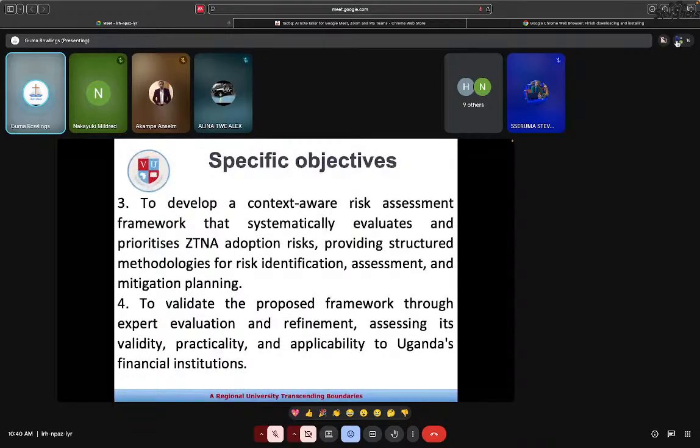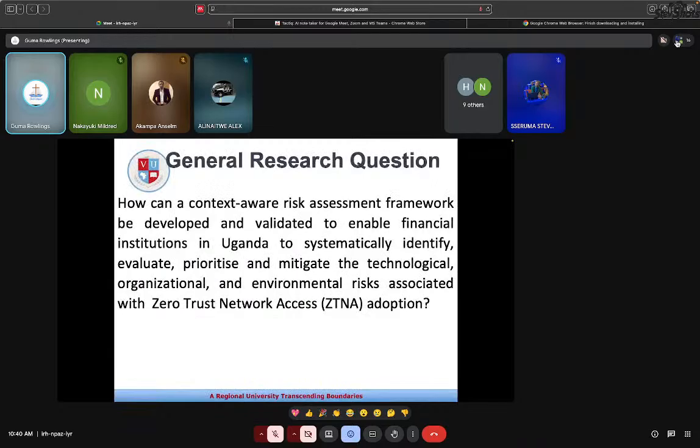to Uganda's financial institutions. Now we get to the general research question. So in this research, we're asking how can a context-aware risk assessment framework be developed? This is a general research question. How can a context-aware risk assessment framework be developed and validated to enable financial institutions in Uganda to systematically identify, evaluate, prioritize, and mitigate the technological, organizational, and environmental risks associated with ZTNA adoption?